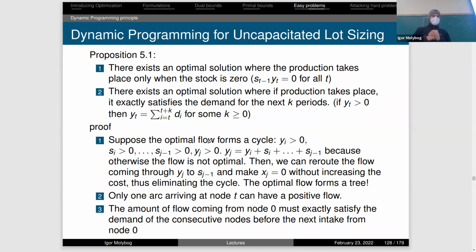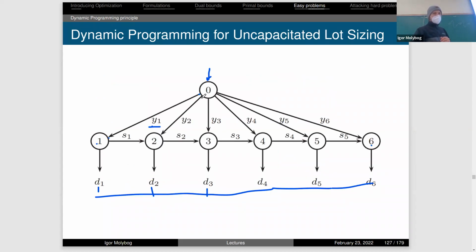And the second part of this statement is that there exists an optimal solution where if production takes place, it exactly satisfies the demand for the next k periods of time. Meaning that if there's flow that is flowing through an arc, this flow must be sufficient to supply some unknown number of demand, and exactly that amount of production, exactly that number of equipment, can be produced.